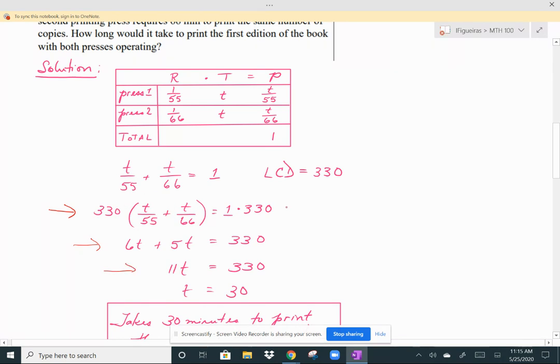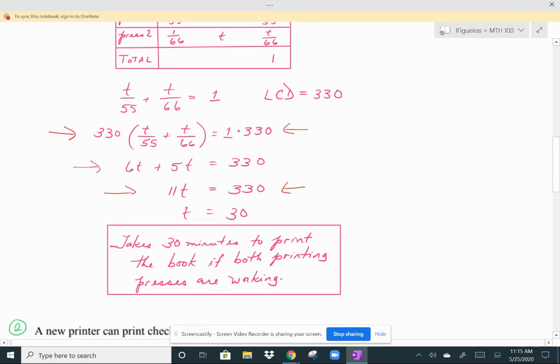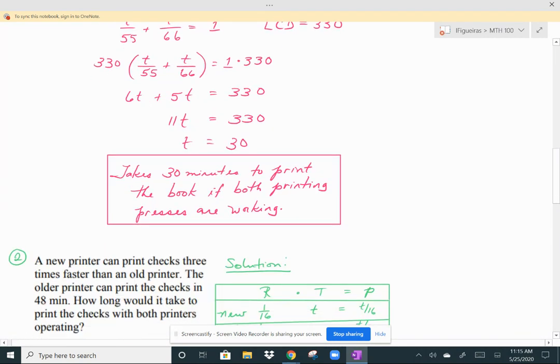Don't forget, we also multiplied the right side by 330. So you have 11T equals 330. When you divide by 11, you get that T is equal to 30. So what does that mean in terms of this word problem? It means that it takes 30 minutes to print the book if both printing presses are working at the same time. Okay, let's try another example.